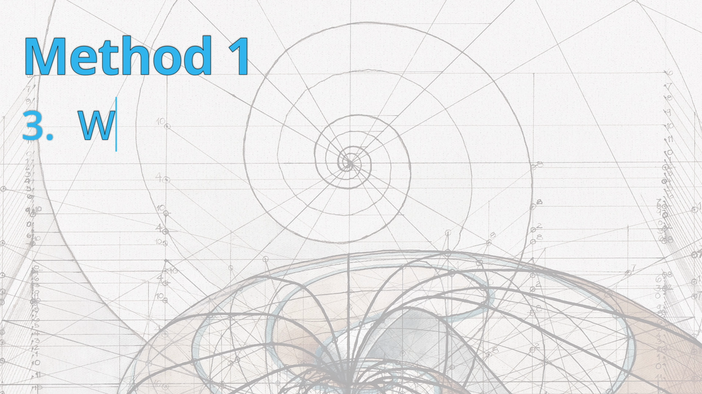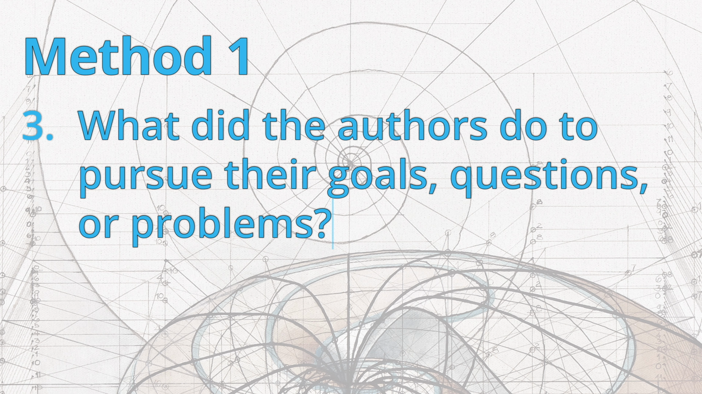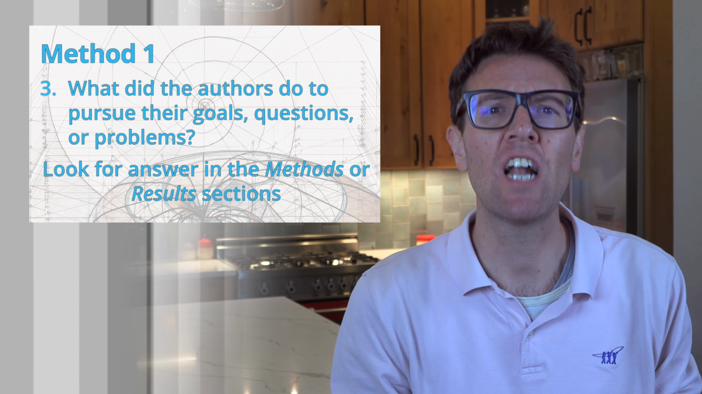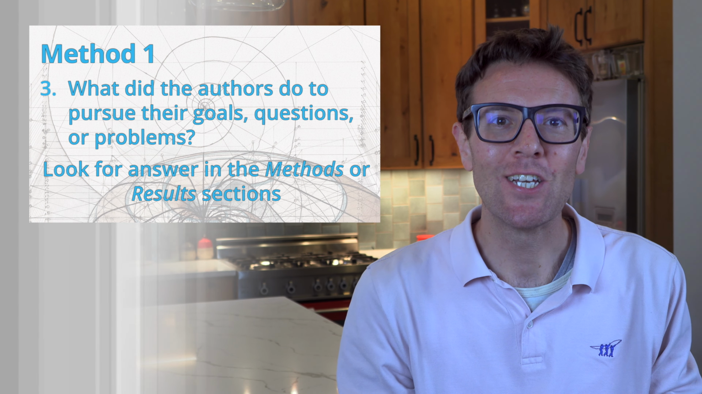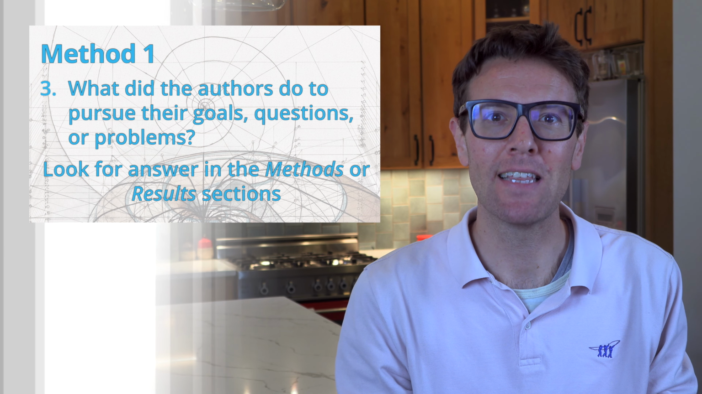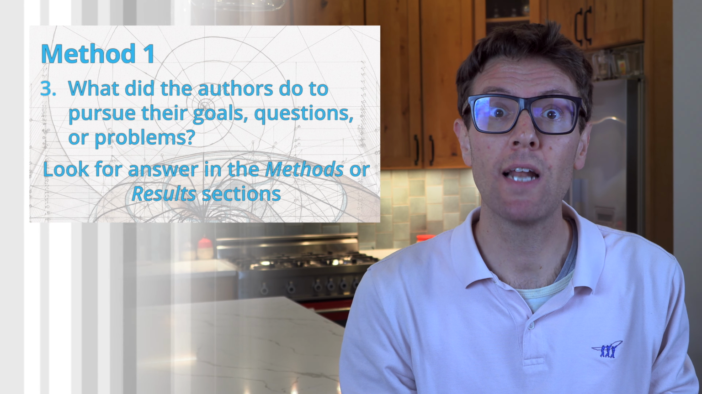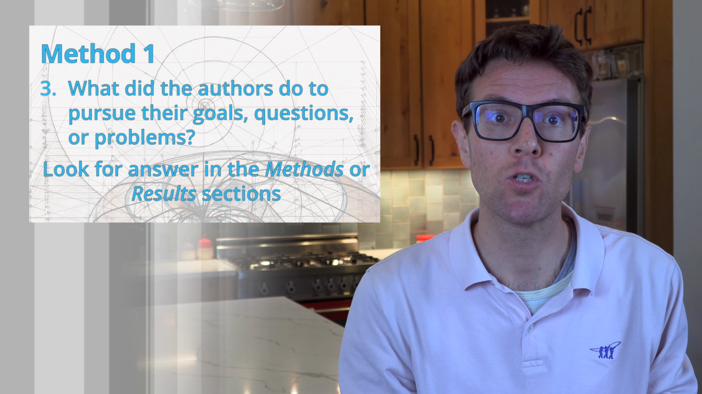Third, what did the authors do to pursue their goals, questions, or problems? You can answer this question typically by taking a look at the methods and/or results sections of papers. These are the most challenging sections. Here, you should try to identify the independent and dependent variables the researchers manipulated and measured, as well as the conditions under which the study was performed.